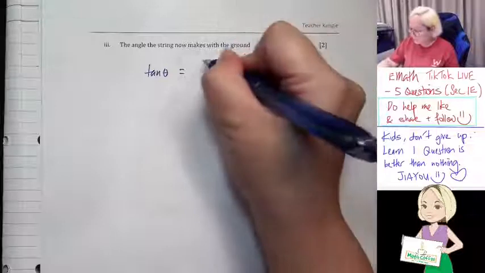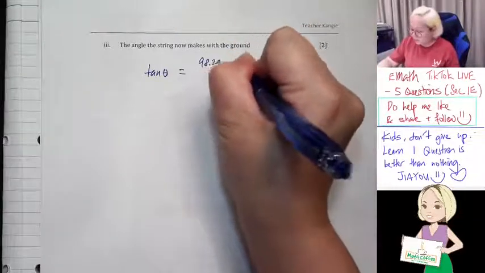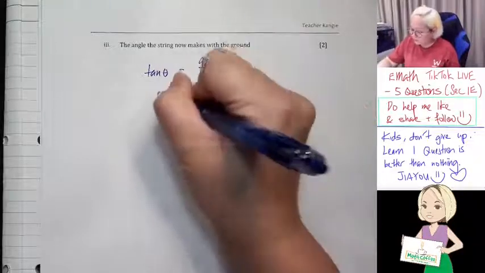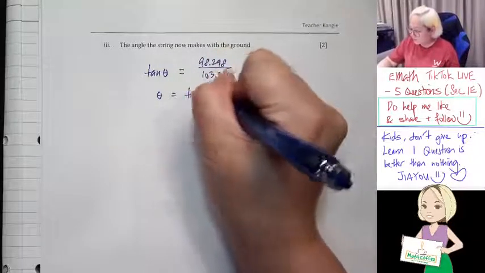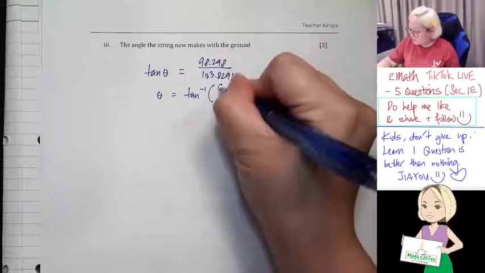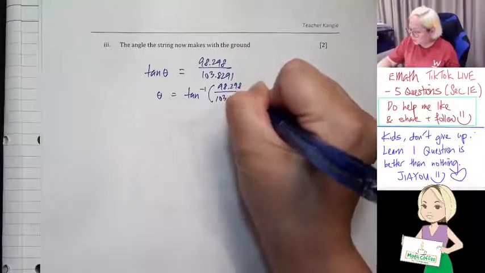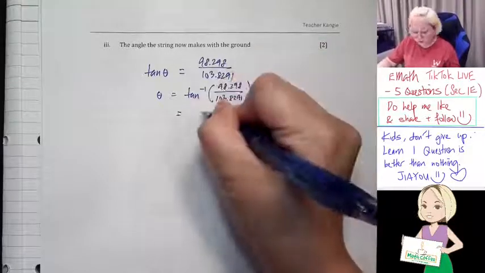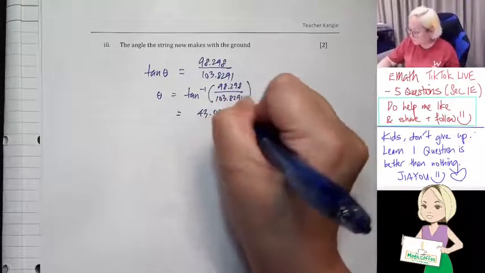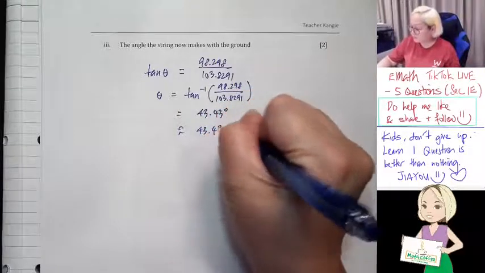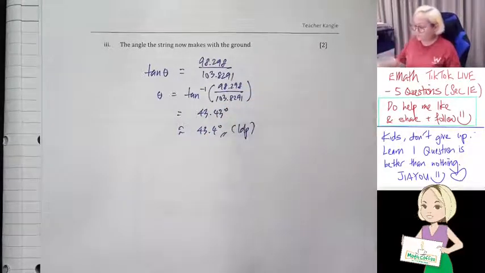So it will be 98.298 over 103.8291. Theta is equals to tangent inverse bracket 98.298 over 103.8291, and press calculator, you will get 43.43 degree. Angle round it off to 1 dp, 43.4 degree. Done. 1 dp.